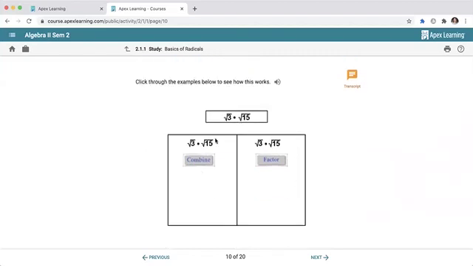So for example, if I combine this first, square root of 3 times 15 gives me 45. I factor out a square. That can be 9 times 5.